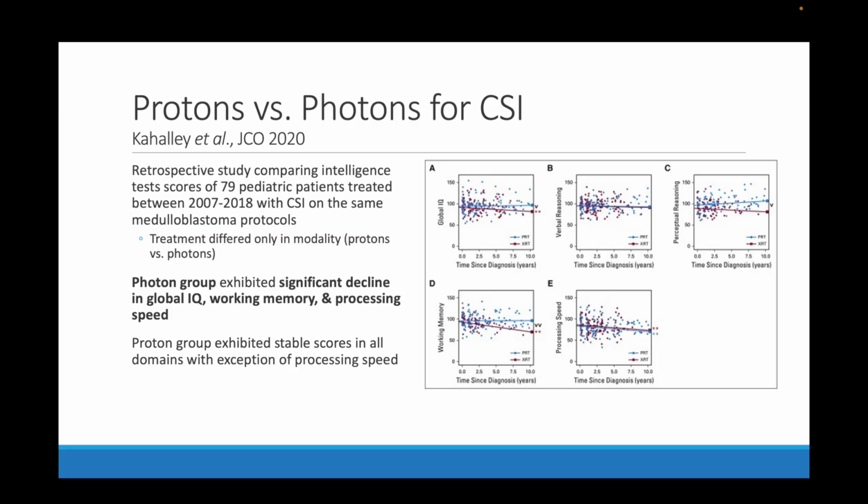So we do have data that protons are superior to photons in terms of neurocognitive outcomes. It's also thought that protons, because of their Bragg peak, will result in less dose anteriorly inside the patient, so less dose to the bowel, thus decreasing risk of secondary malignancy. So protons really are preferred whenever possible, but understanding that not all patients will have access to a proton center, photons can be used as well.